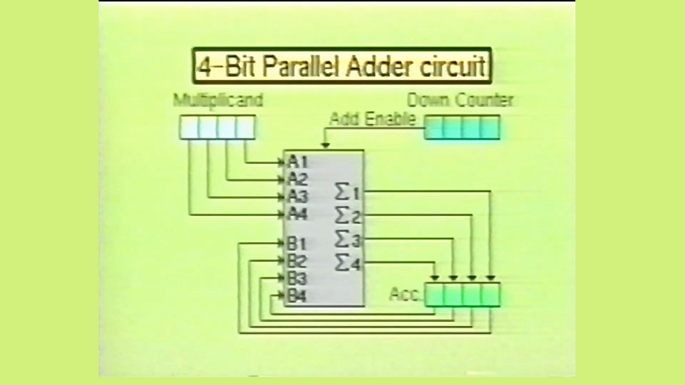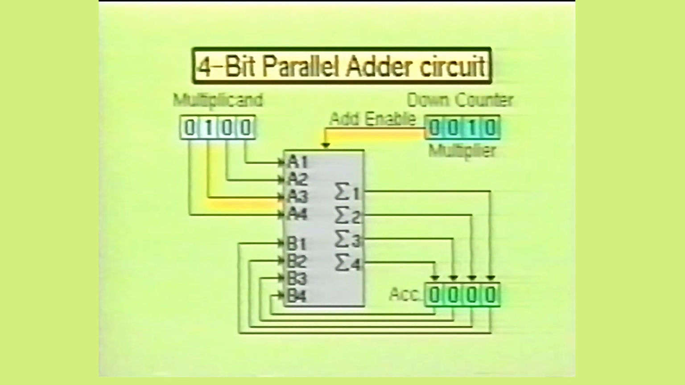Now let's examine this circuit and see how it works. We will start by multiplying 3 times 4. As you may have noticed, the multiplicand has been loaded with the number 4 in binary, and the multiplier, which is in the down counter stage, has been loaded with binary 3. The accumulator has been cleared and is set to 0, 0, 0, 0.